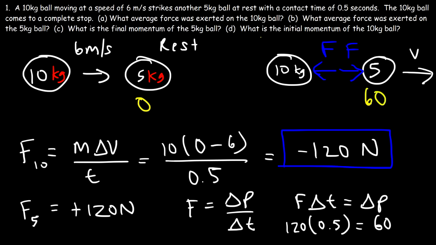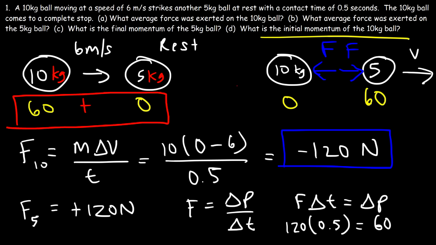Now, what is the initial momentum of the 10-kilogram ball? Well, momentum is mass times velocity. So 10 times 6 is 60. And then the final momentum of that 10-kilogram ball, because it comes to rest, the speed is 0, so the momentum is 0. So notice that the total momentum before the collision is equal to the total momentum after the collision. So thus we have conservation of momentum.